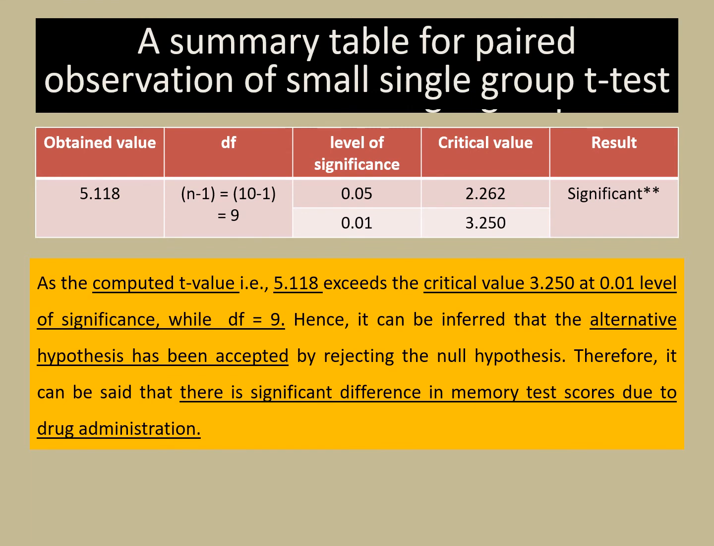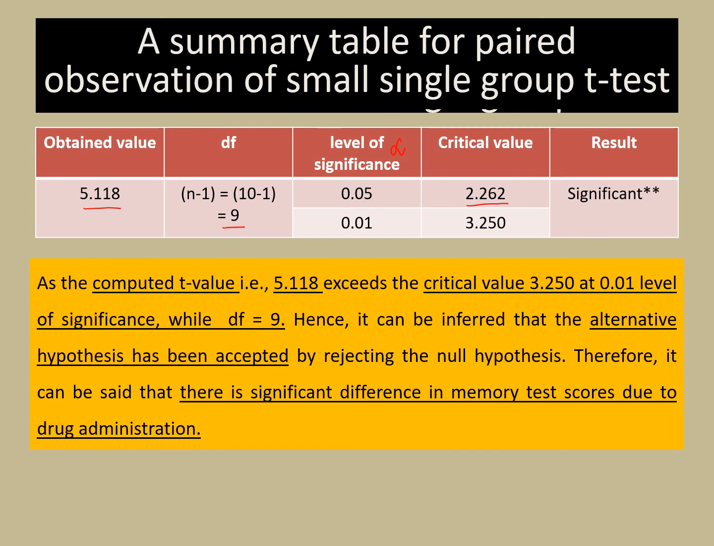See over here, already I have mentioned the two things, that the level of significance, you can also write this as the alpha level or alpha value. For 0.05 it will be 2.262, that is the critical value, theoretical value, and for 0.01 it will be 3.250. Our t-score obtained value is 5.118, and degrees of freedom is mentioned over here, 9. And this is significant at both levels.